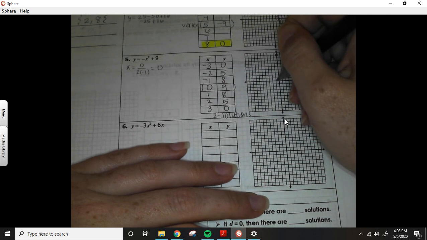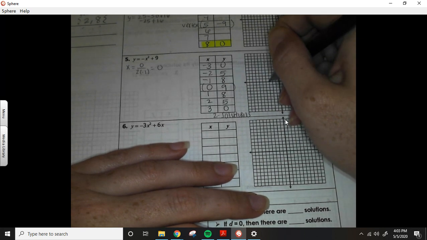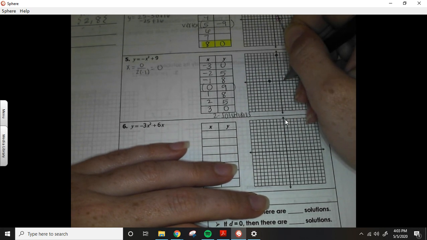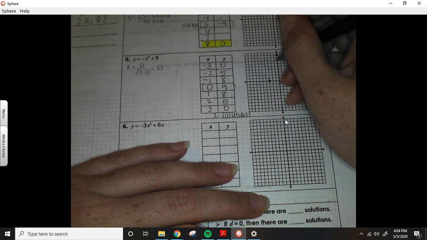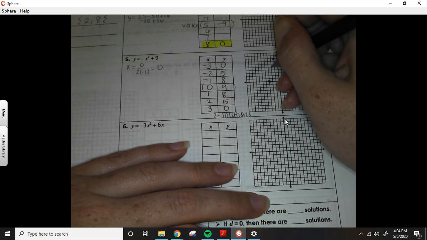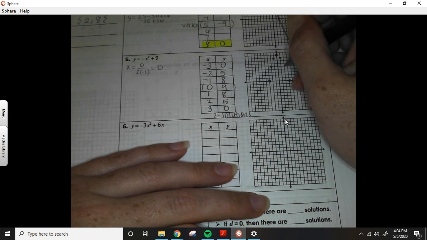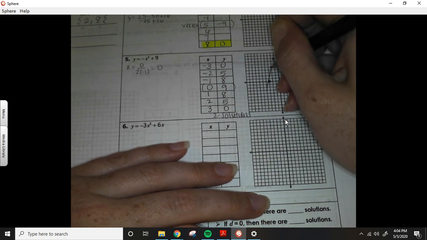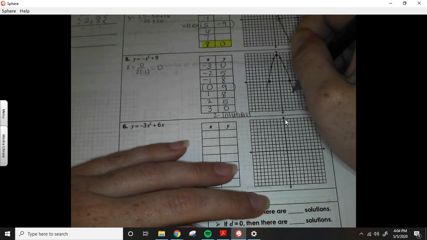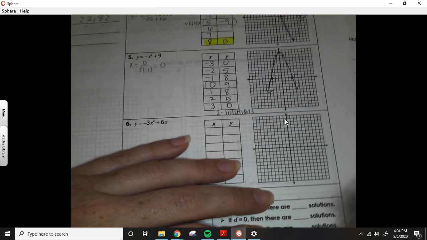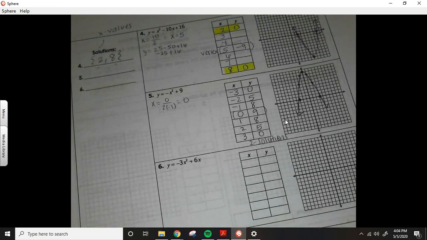Negative 3, 0. Negative 1, 2, 3. And positive 1, 2, 3. And then we've got other things nearby. Negative 1, 8. Negative 2, 8, 7, 6, 5. Didn't take that long. That was crazy if I went with what I was thinking before.